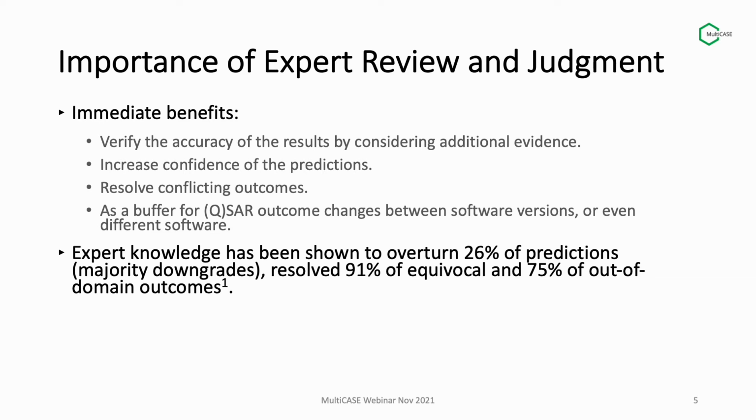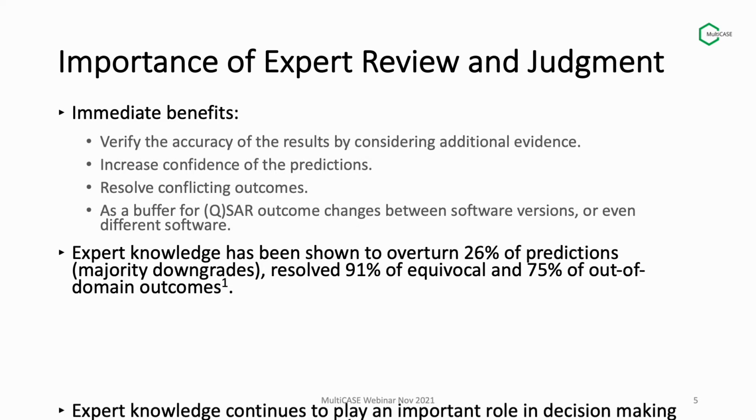Another very important fact is that expert knowledge has recently been shown to overturn almost 26% of the predictions from the software, and the majority of those predictions are actually downgrades. So downgrade means converting from positive to negative, or from positive to inconclusive, and so on. So it's a good thing. It also resolved almost 91% of equivocal and 75% of out-of-domain outcomes, and that's very promising data as far as expert review is concerned. So it shows the incentive of using expert review.